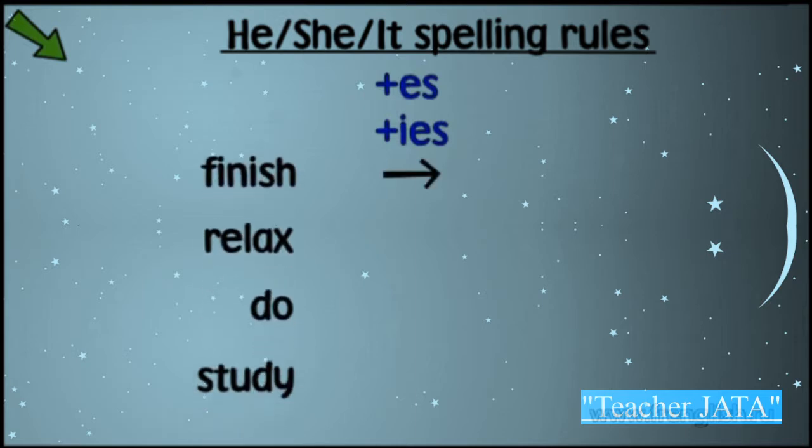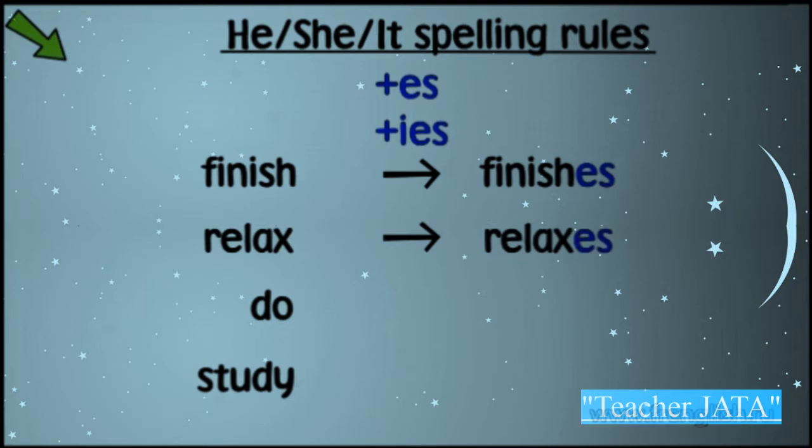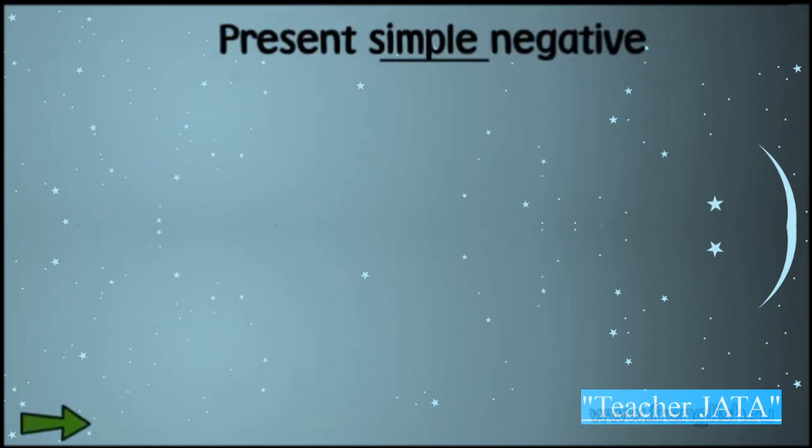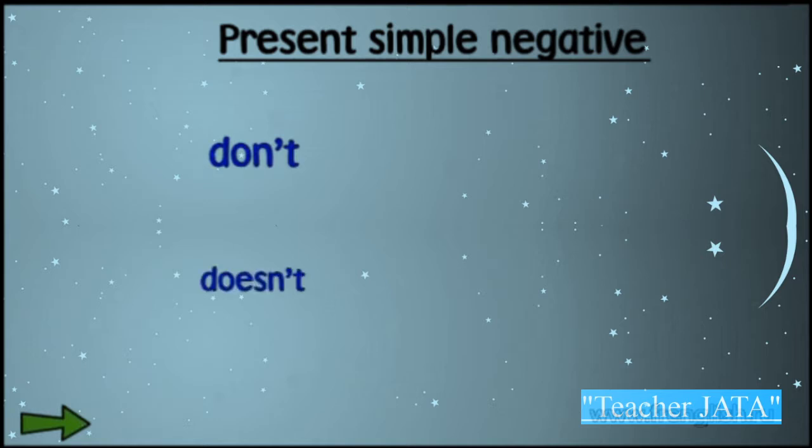Finish. Finishes. Relax. Relaxes. Do. Does. Study. Studies. We form the present simple negative with don't or doesn't.